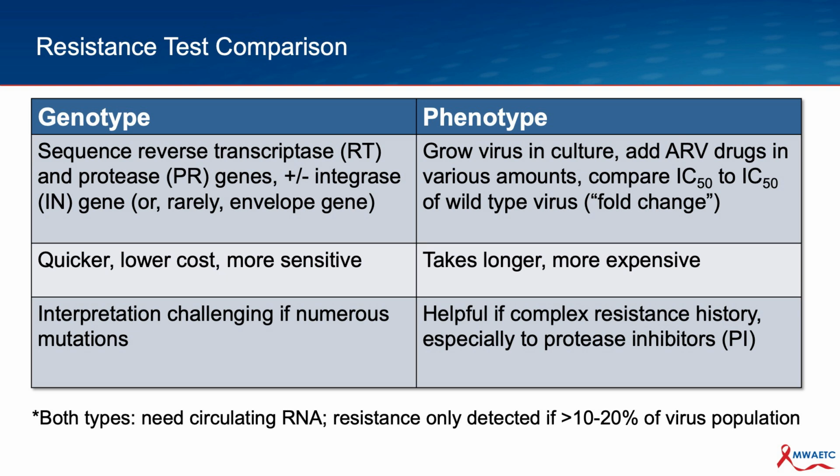A genotype, when we say that term, what's happening is the lab is sequencing the genes of interest, looking for mutations known to confer resistance. That's all the lab is doing. Whereas a phenotype is actually growing virus, adding concentrations of drug, comparing it to wild type.